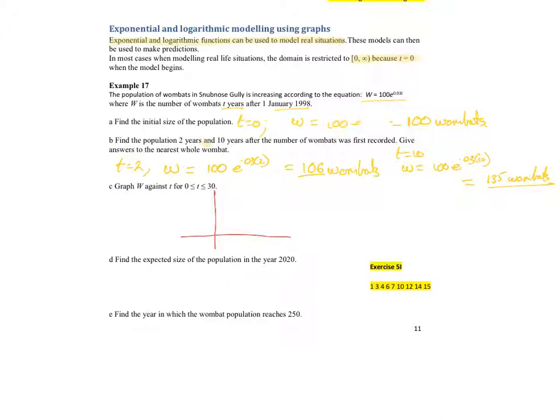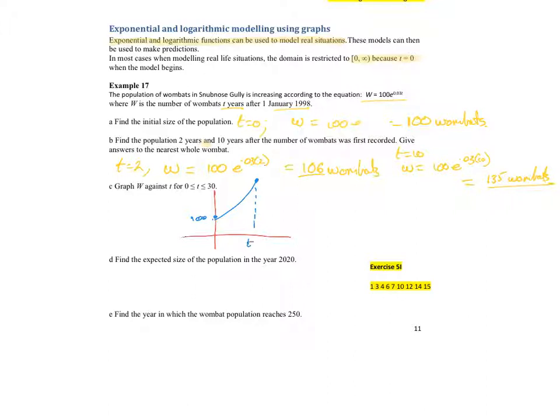Sketch the graph. So again, it's just a positive exponential. At t equal to 0, W is 100, which is there. Now, normally my graph would increase like this, but obviously since we're sketching over a real population, let's get rid of that stuff there. So let's put in 100 there, and that's the rate at which my population increases. We're also stopping at 30. So let's stop there.